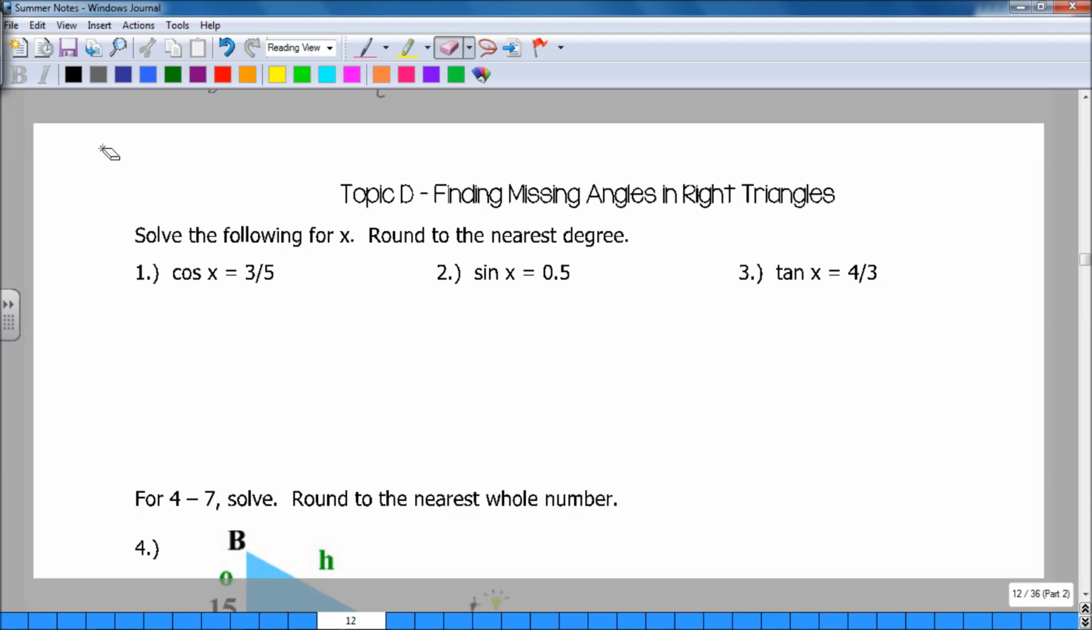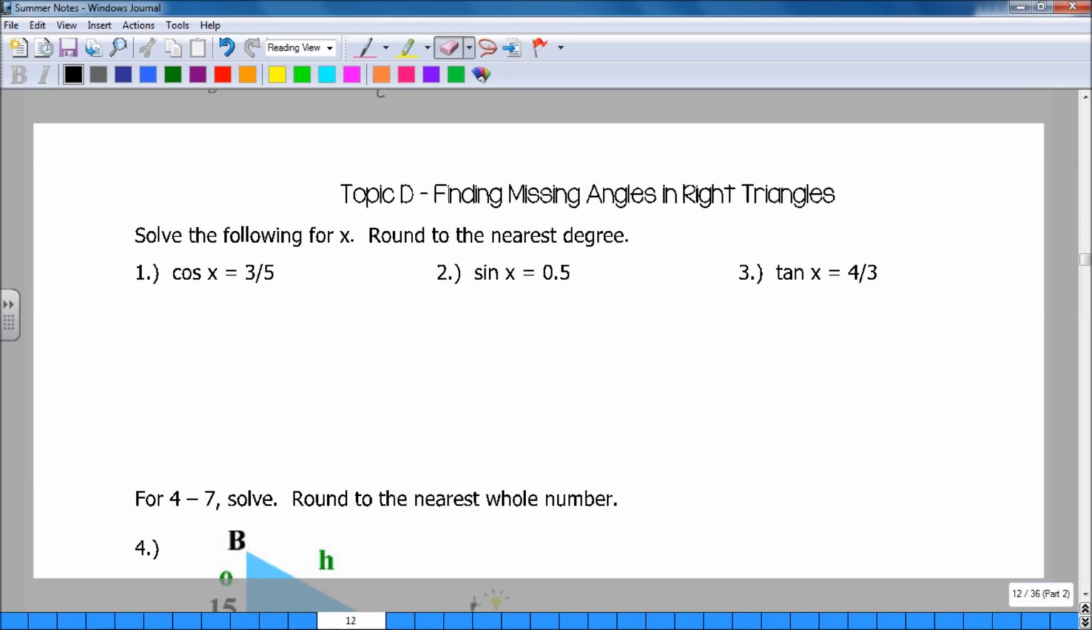All right, so in the last video that you watched, we figured out missing sides in a triangle based on angles that are given to us. But sometimes we don't know what the angles are and we know the sides. So how do we find missing angles given sides of a right triangle?